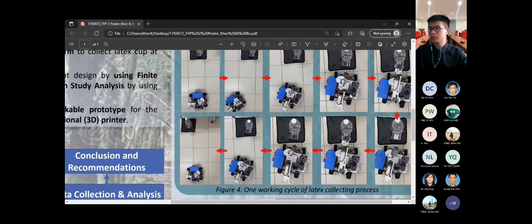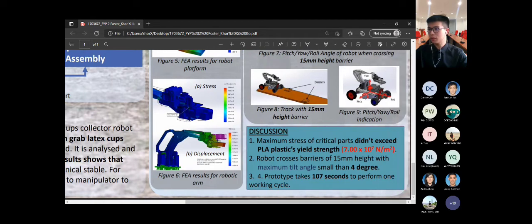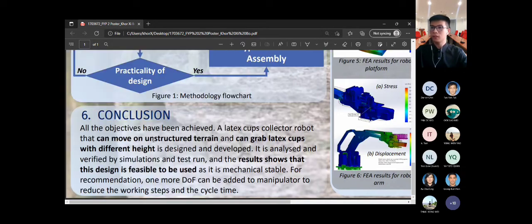So this process takes around 107 seconds to complete 1 working cycle. And this is the working cycle of the latex collecting process. So this is a small discussion about the result I have explained just now. And now let us move to the last part, which is conclusions.